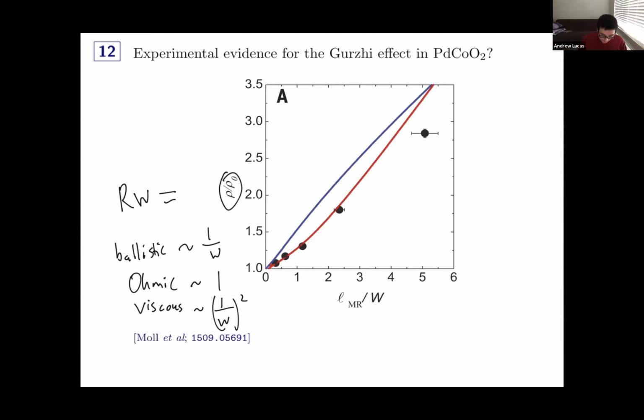Okay. Now, these blue and red lines are theory lines, and the theory that these experimentalists had at the time is a theory of electrons on an isotropic Fermi surface with momentum-conserving and momentum-relaxing scattering. And they ran the simulation and backed out some estimates for L_ee and so on.